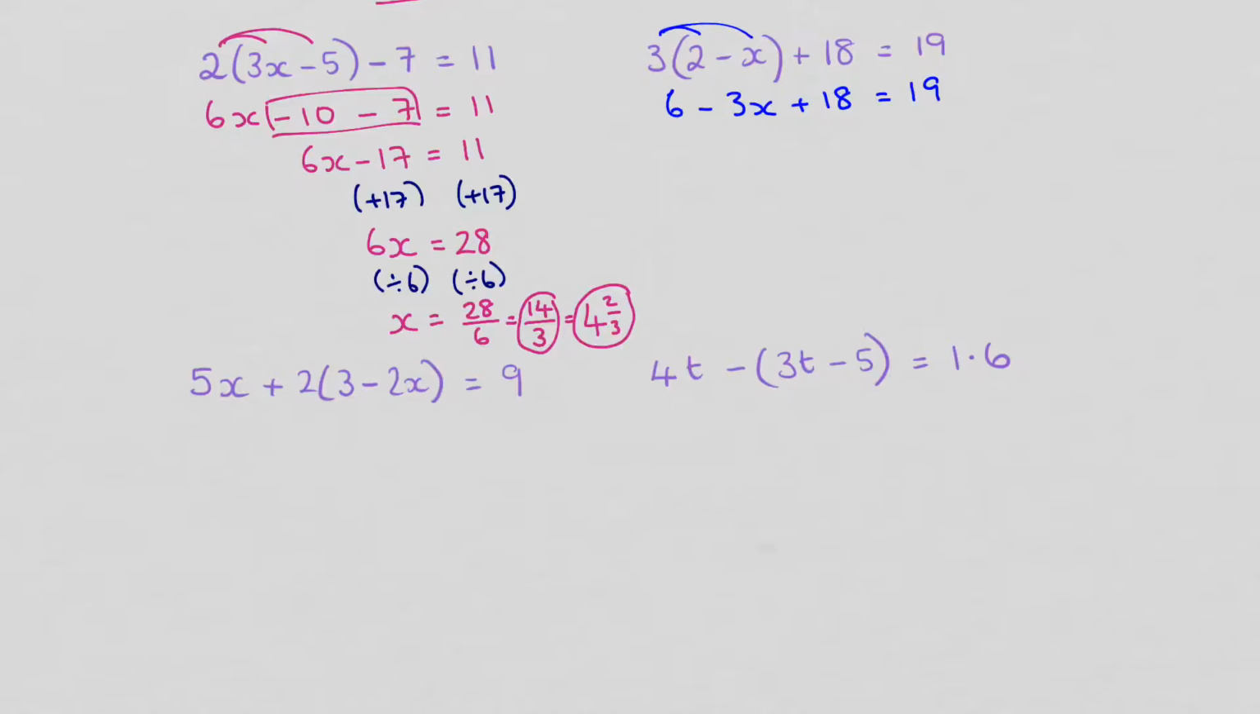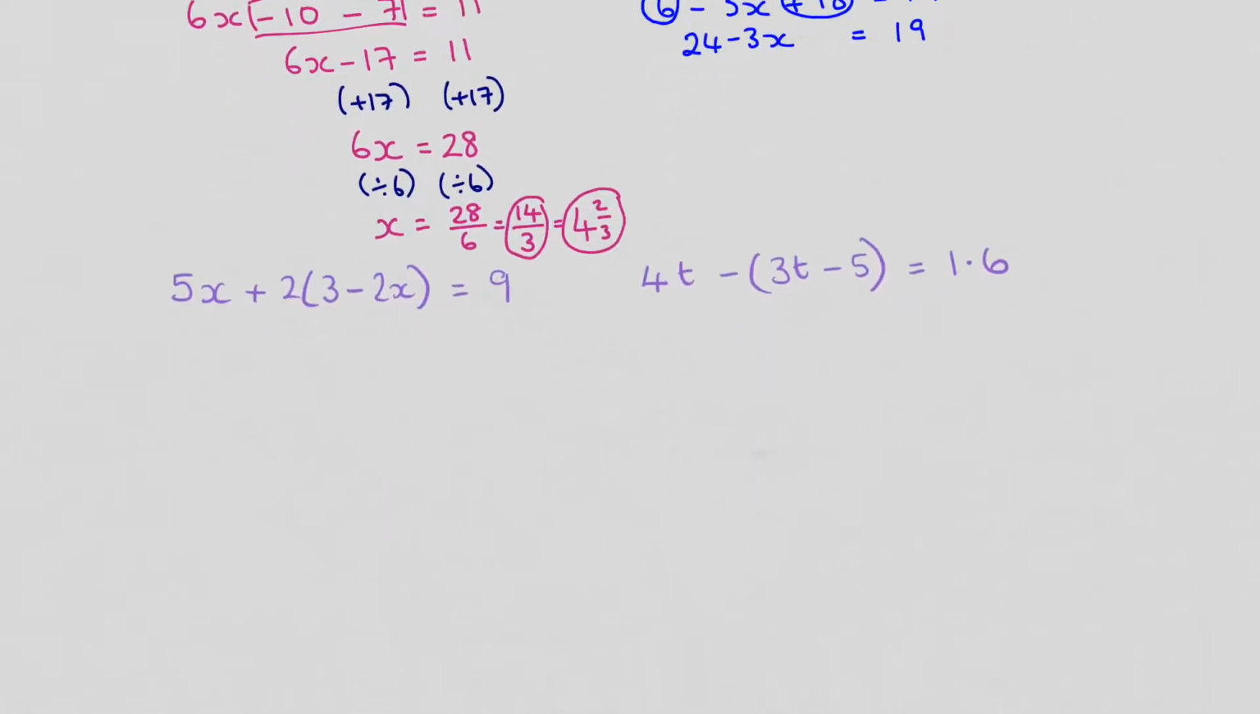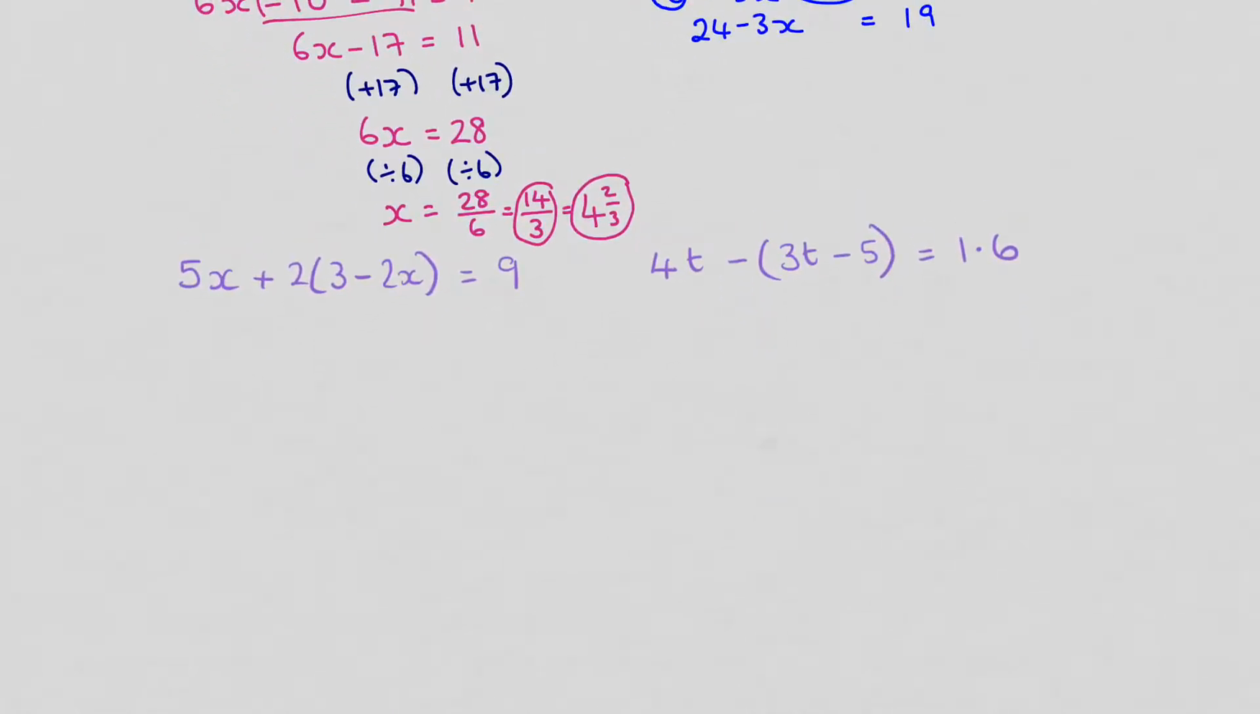Then we need to tidy up the left hand side. We've got a 6 there, which is positive, and we've got a plus 18, so 6 plus 18 is 24. So we've got 24 minus 3x is equal to 19. So that becomes our new equation, 24 minus 3x equals 19.